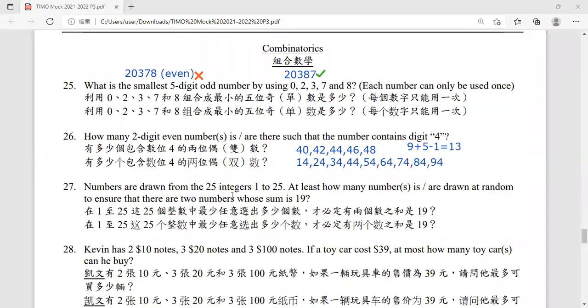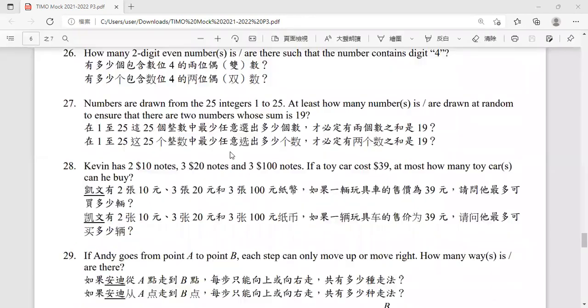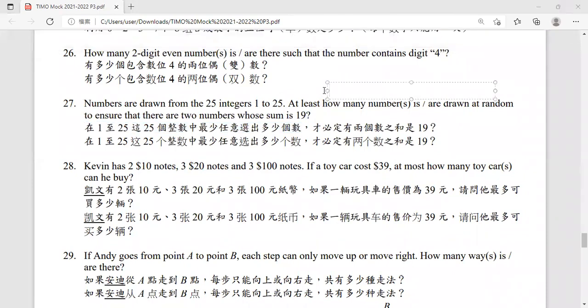27. Numbers drawn from the 25 integers from 1 to 25. How many numbers are drawn at random to ensure that there are 2 numbers whose sum is 19? For this kind of question, you just try the combos adding to 19. So I have 1 and 18, 2 and 17, 3 and 16, and so on up to 9 and 10. Of course, there are other numbers, 19, 20, 21, up to 25.